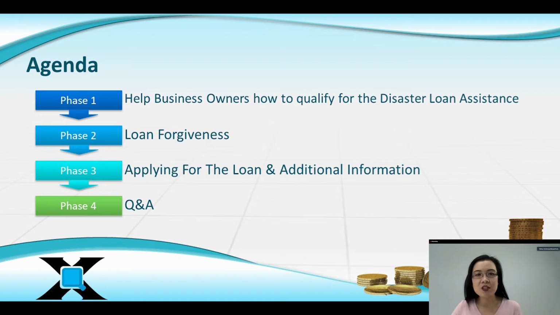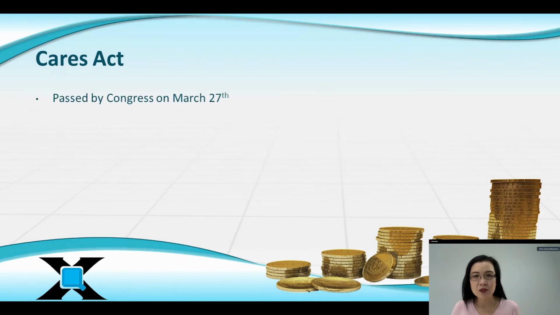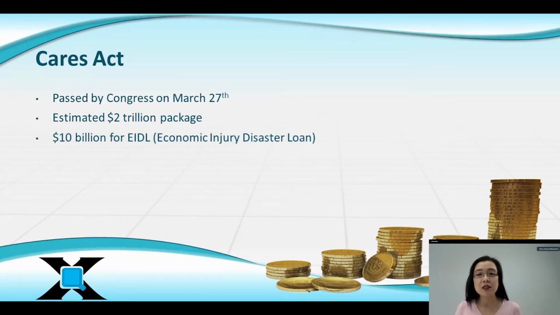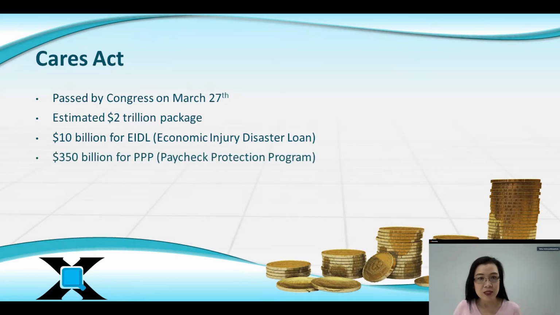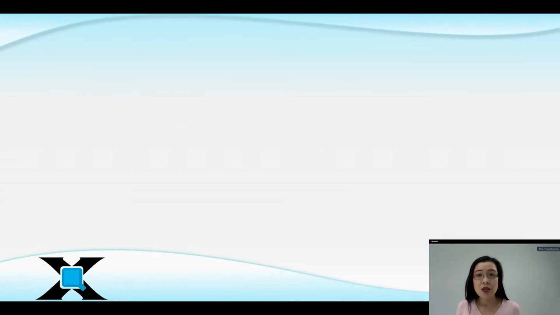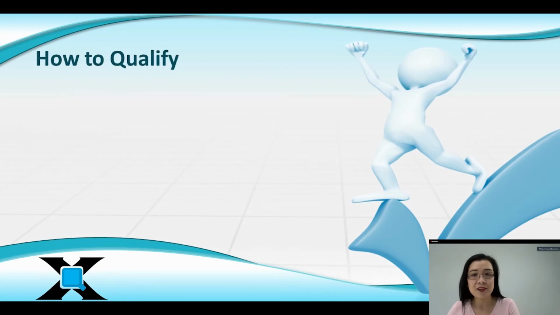Great. So on Friday, March 27, Congress passed the Coronavirus Aid, Relief, and Economic Security Act, which we call the CARES Act. It's an estimated $2 trillion package, which specifically allots $10 billion for EIDL, the Economic Injury Disaster Loans, and $350 billion for Paycheck Protection Loans to help small businesses. So today our focus is the EIDL. On the EIDL, a lot of people have been asking questions such as, how do we qualify for the $10,000? And Remy, can you share with us a little bit about that?